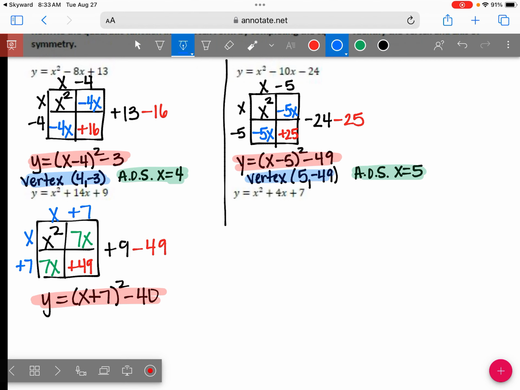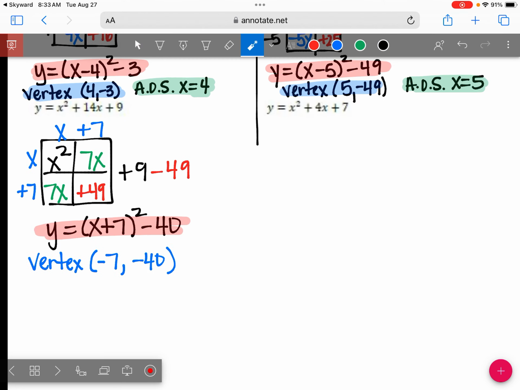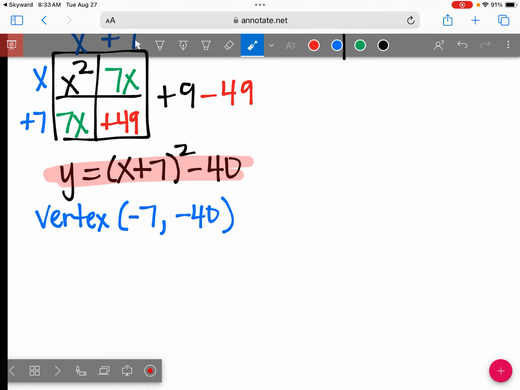Your vertex, which is the lowest point in this one because it's a smile, the vertex is going to be at -7, -40. Remember, when you're writing your vertex, this number flips. I think some of you all forgot to do that, and I was looking at the equation, but I didn't look at if you wrote this right. So remember, for your vertex, you have to flip this sign. And then axis of symmetry is that x equals -7.